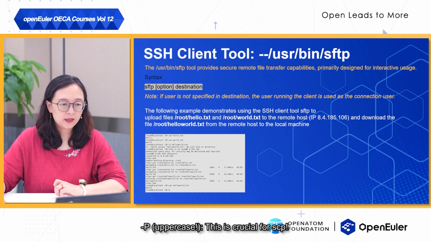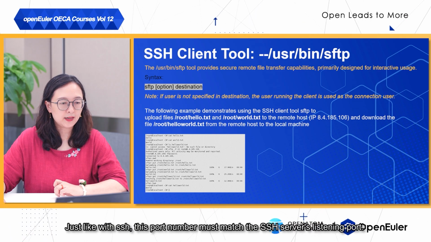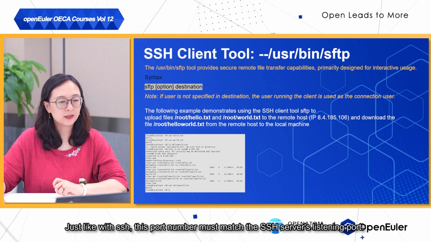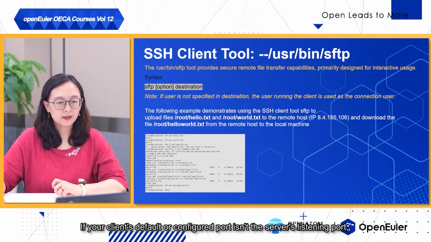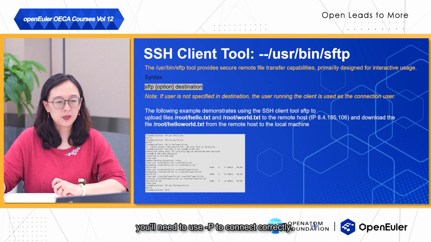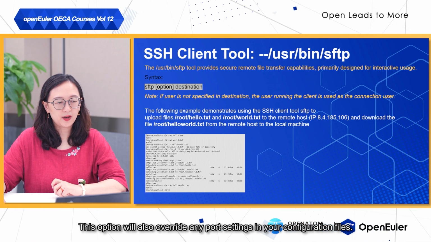-P. This is crucial for SCP. It specifies the target port for your connection. Just like with SSH, this port number must match the SSH server's listening port. If your client's default or configured port isn't the server's listening port, you will need to use -P to connect correctly. This option will also override any port settings in your configuration files.